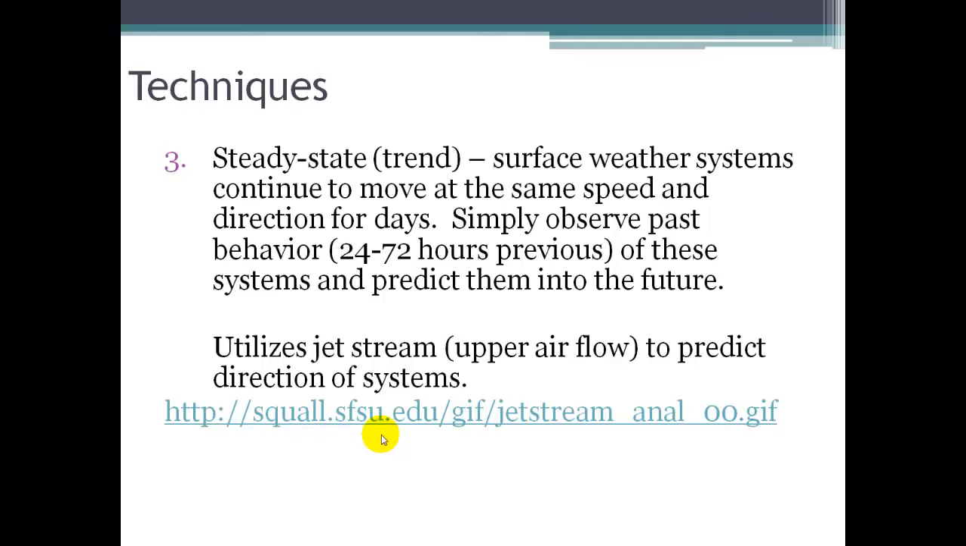So this uses upper airflow to predict the direction of systems. It's really those upper winds that dictate the direction of these larger systems, like a low pressure system. So by looking at the upper air winds, we can kind of get a sense of what the storm is going to do down on the surface.